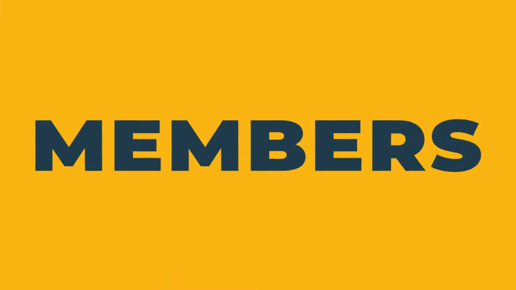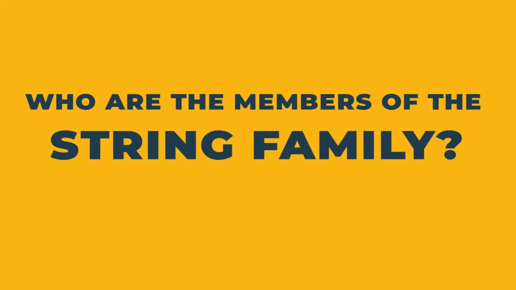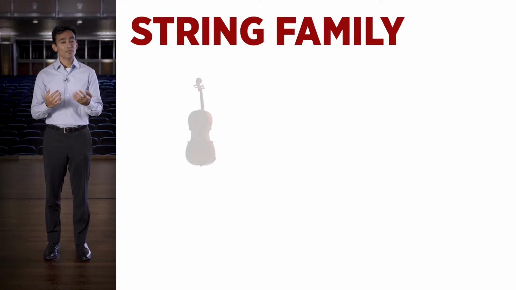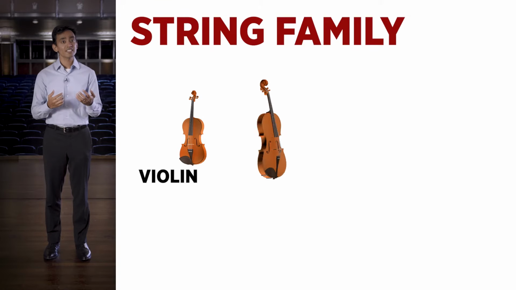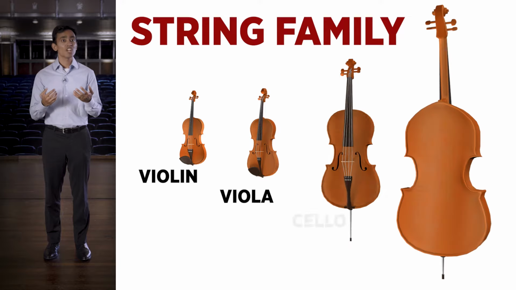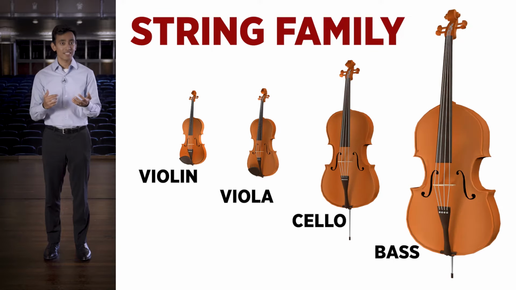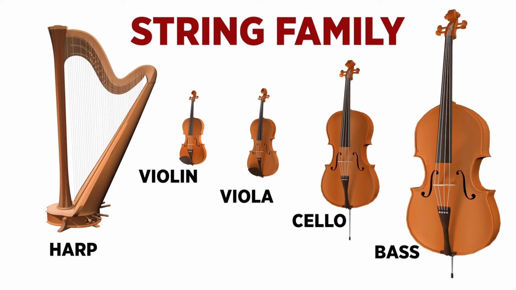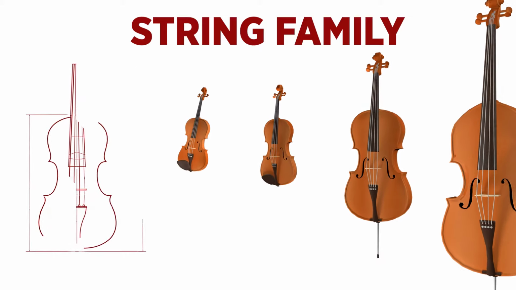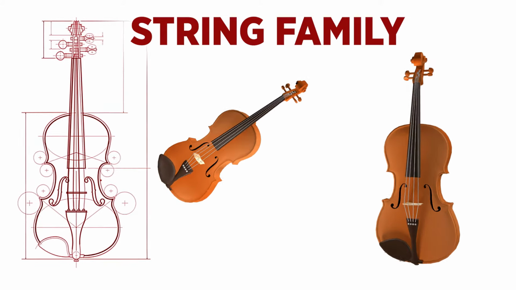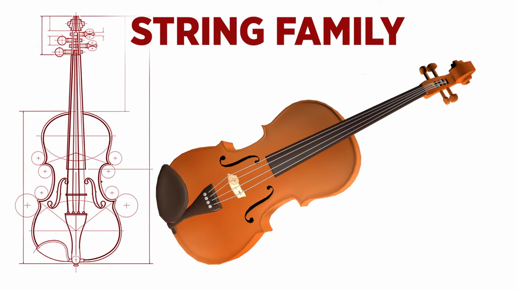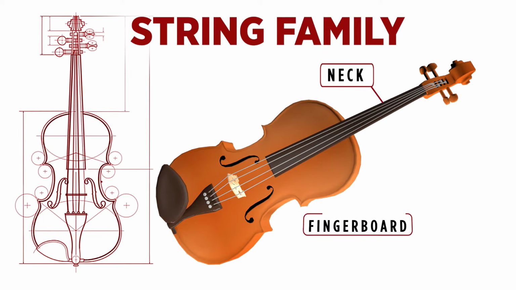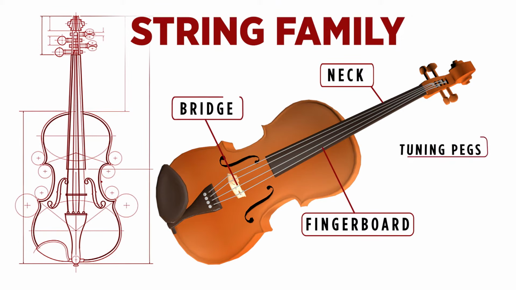Who are the members of the string family? In the string family, we have the violins, the violas, the cellos, and the basses. We also include the harp in the string family. Of course, all these instruments have strings. The violin, viola, cello, and bass have similar shaped bodies. They each have a neck, a fingerboard, a bridge, and tuning pegs.